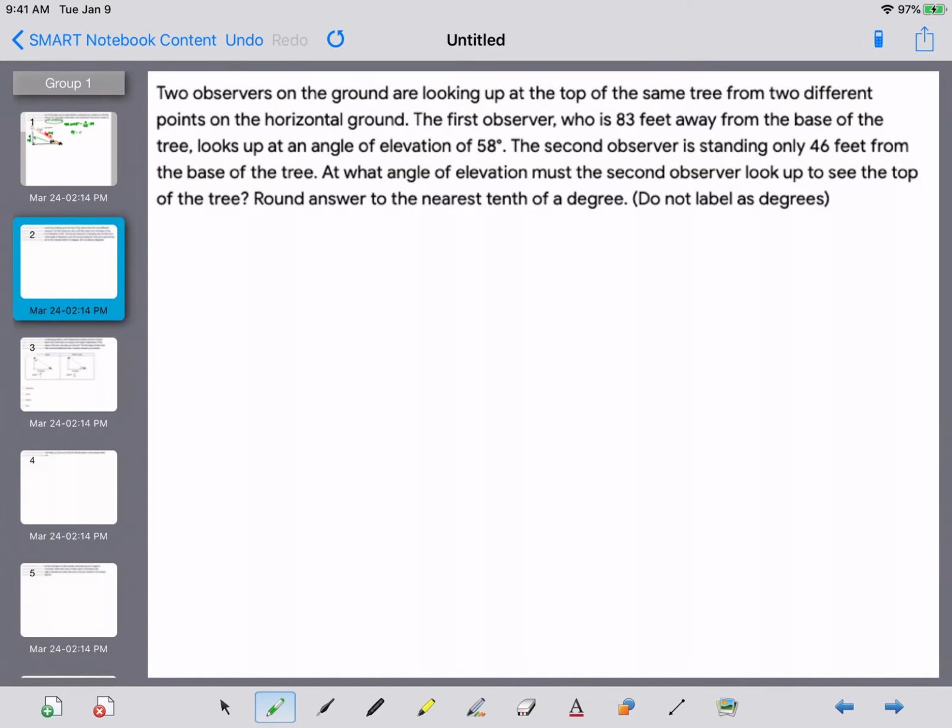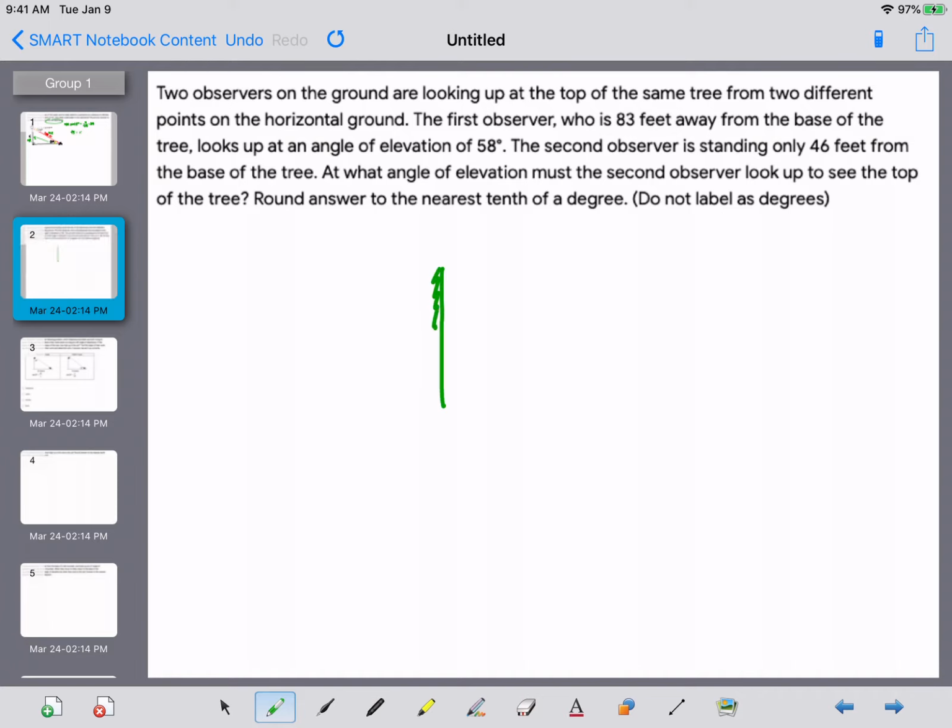All right, the second problem says two observers on the ground are looking up at the top of the same tree from two different points on the horizontal ground. The first observer, who is 83 feet away from the base of the tree, looks up at an angle of elevation of 58 degrees. All right, so let me draw what we've got so far here.